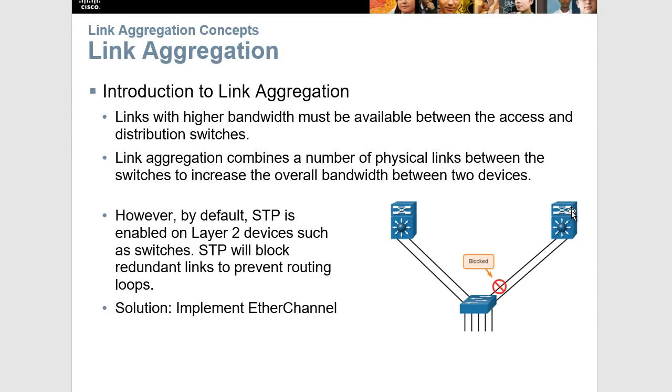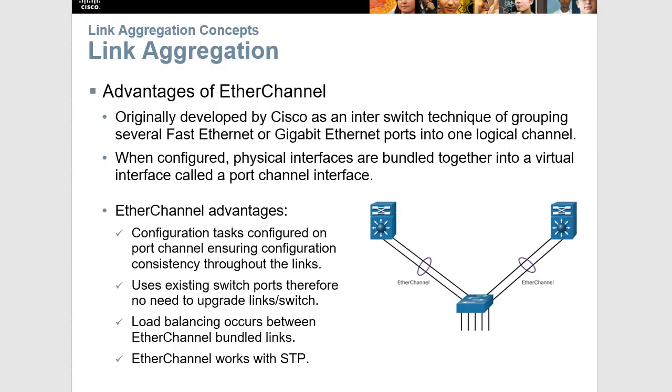With Etherchannel, you can turn multiple lines into one line of traffic. So that is what we're going to do with Etherchannel. This Etherchannel, again, is going to give you more speed. Originally developed by Cisco to group ports into one logical channel. So for all intents and purposes, it's going to take multiple lines and combine them into one. In fact, you can see that it's going to take those physical interfaces here and turn them into a virtual interface called a port channel interface.